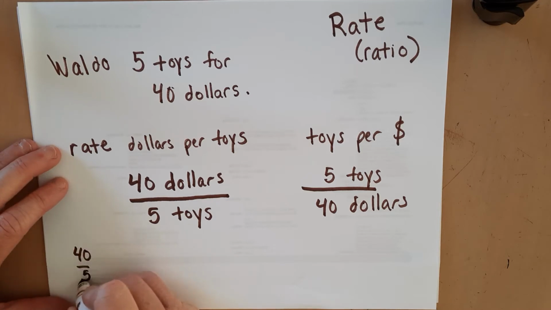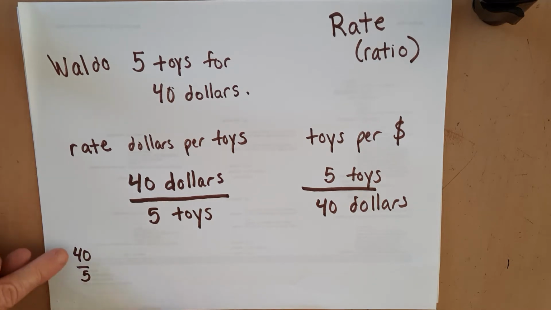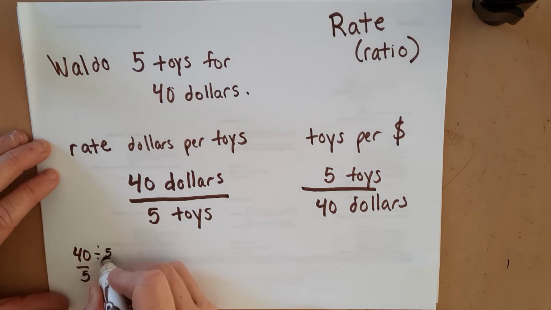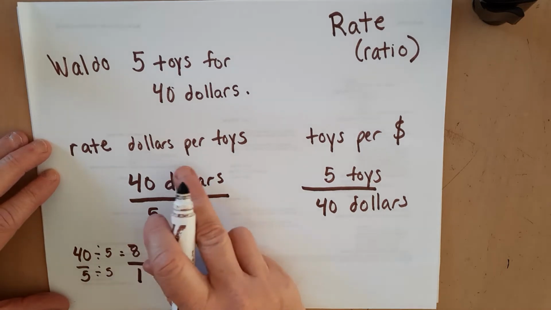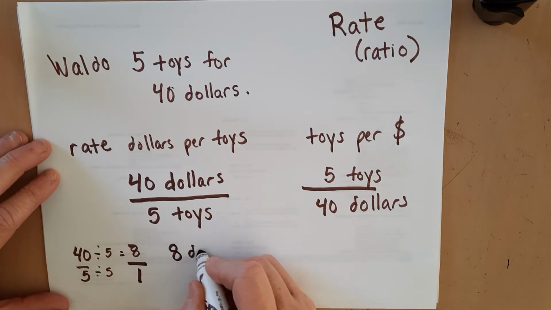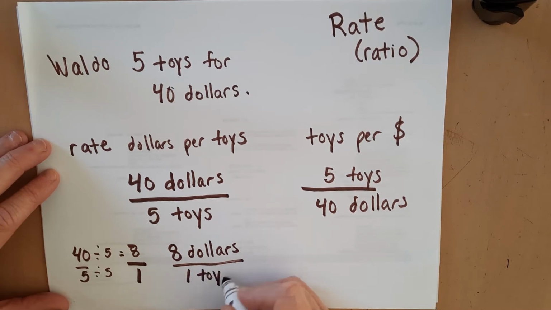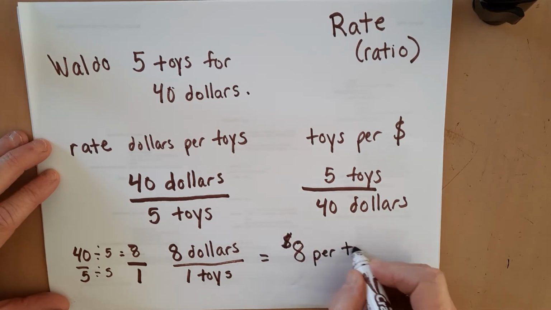If you remember, when we simplify fractions, we look for a common factor that can be divided evenly into both the numerator and the denominator. The number 5 can be divided evenly into both 40 and 5. When we do that, 40 divided by 5 is 8, and 5 divided by 5 is 1. So that means that this rate becomes $8 for every 1 toy, or $8 per toy.